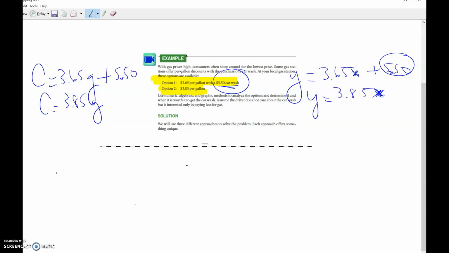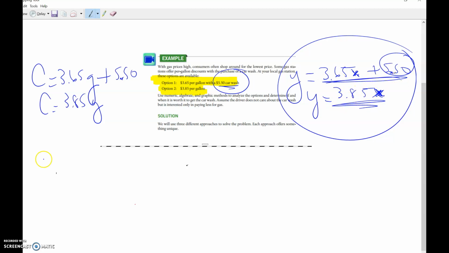And so I want to know when they're going to break even. A couple ways of doing that, one is to set them equal to each other. Because if the cost here equals the cost here, then we know we're breaking even. So we have the cheaper gas per gallon with the car wash, and we know when it equals the more expensive gas.